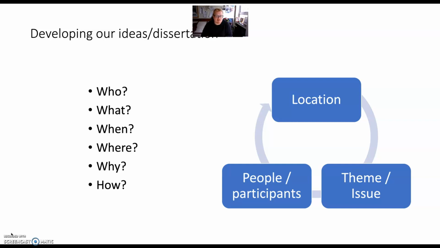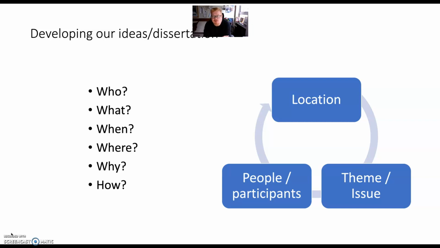But I think as a general principle, there are three main things that you might want to think about. Firstly is location, so the where. Secondly is the theme or the issue, so the what. And the third one is the people or the participants, so the who. And I think with most research projects, these three things can help you to structure your initial conversations and discussions and research to find out what's happening, and provides you with a set of hooks to work from.